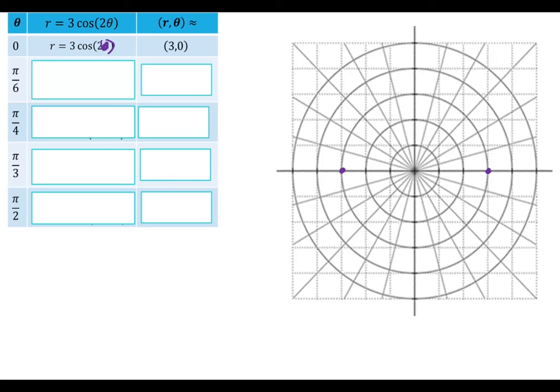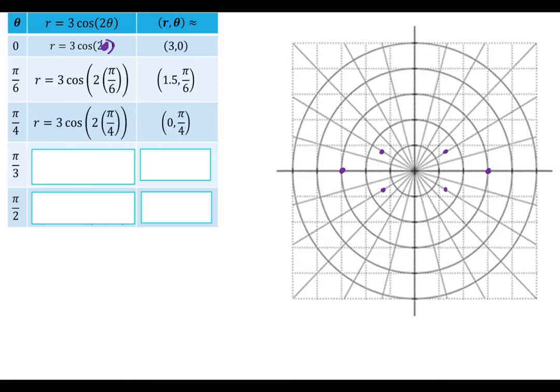Alright, so then let's try pi sixth, and if I plug in pi sixth, then I'm going to get 1.5. Pi sixth is right here, but it is going to mirror, so I get it also right here. It's also going to mirror across the y-axis, so I also get it right here. And then it goes around the origin, so it also mirrors right here. Okay, so I get all those points. Then let's plug in pi-fourths. If I plug in pi-fourths, I'm going to get 0, pi-fourths. And so I get that point, but that's all my mirror points as well.